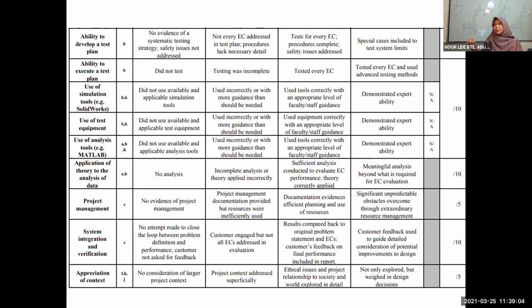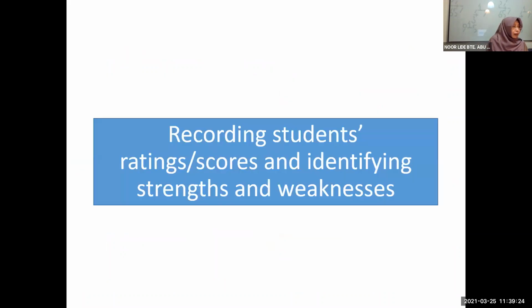Because our grading system is based on 100%. All right? So there's nothing wrong with that. You either base it on 100% or not. No big deal actually, unless you are not able to make the fine distinctions that you want to make. Okay, recording students' rating scores and identifying strengths and weaknesses.